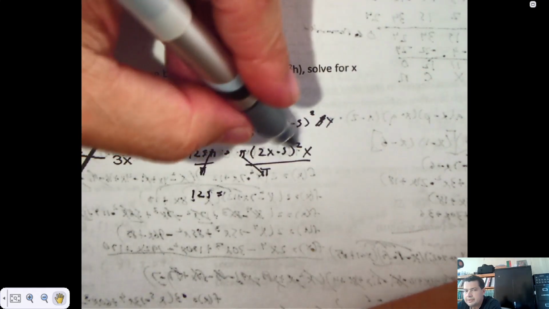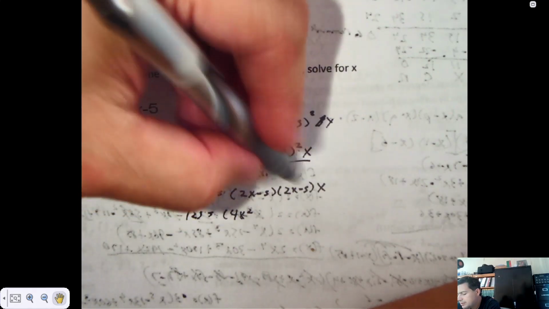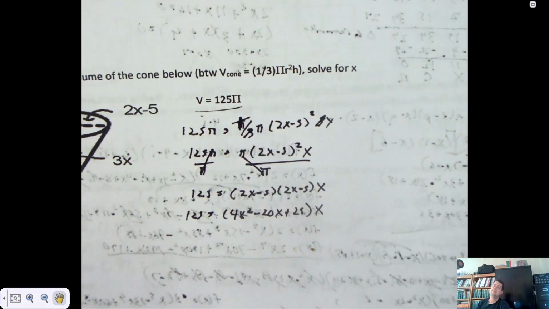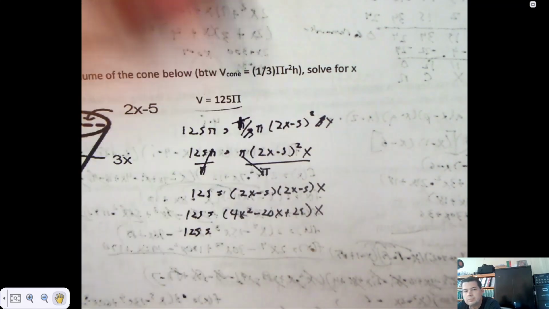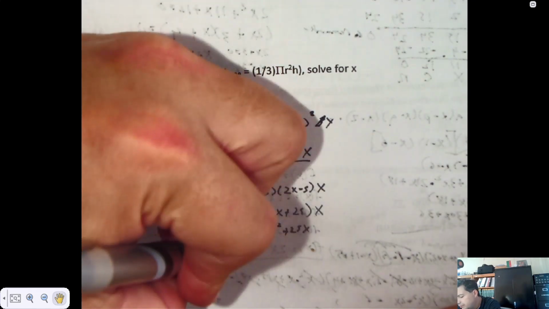And you're going to have to write this thing twice. If you FOIL out 2x minus 5 times 2x minus 5, you get 4x squared minus 10x minus another 10x, so minus 20x, plus 25, and you still got this x to deal with. So, multiply x through everything. You're getting a little bleed through there. It's probably getting harder to see this. 125 equals 4x cubed minus 20x squared plus 25x. Going to shift that 125 over to the other side.